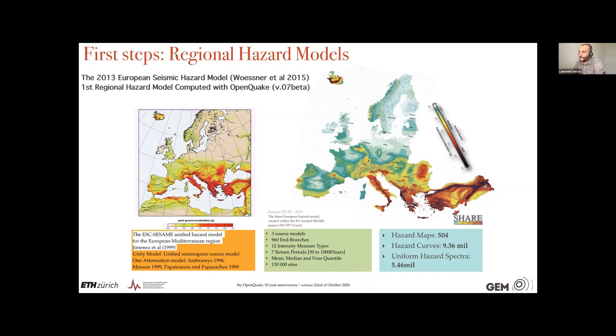So the European hazard model was the first regional hazard model to be built and computed with OpenQuake. And you heard before that there were two components underlying the development of OpenQuake: a Java and a Python component. Those two had a big impact, because the calculation time of such large, complex models proved to be a key aspect in their development. What you see here is a synopsis of two European models, one in 1999 and one in 2013. You see that you move, for what I called a unified model, from one source model to multiple choices, multiple complex models.